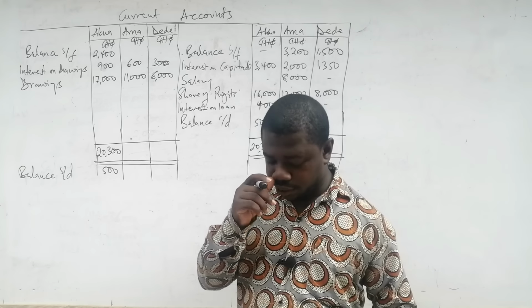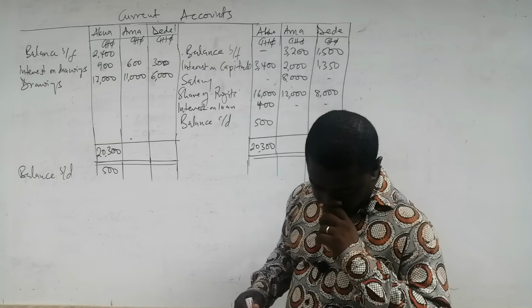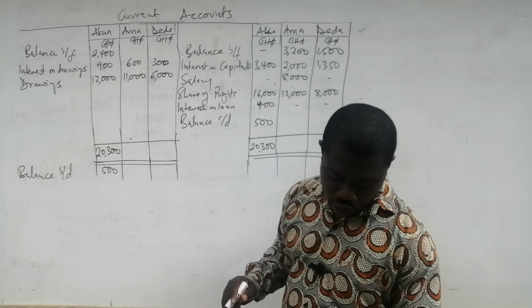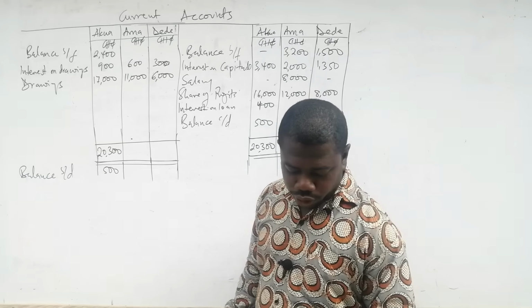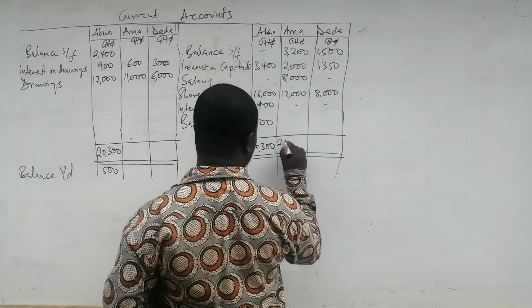So Equia still has a debit balance on her current account. And then we move to Ama. Ama's credit side is more than the debit side. So Ama is going to have a credit balance as well. And so the total of Ama's credit side is 25,200.